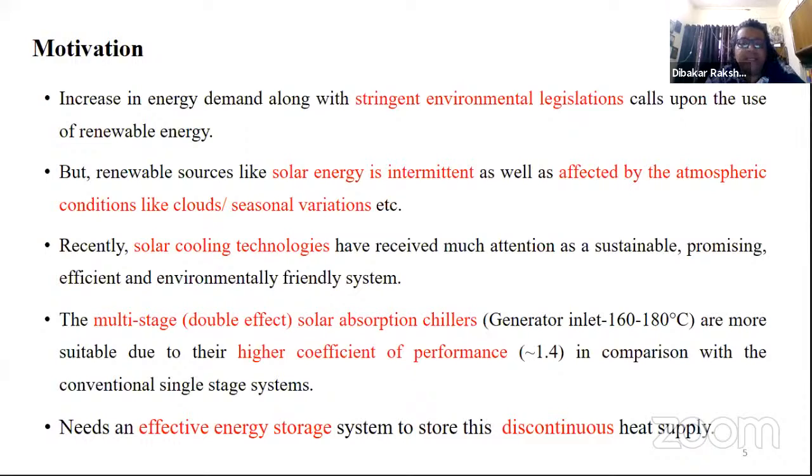So that is the thing. But if we want to utilize this solar energy to its maximum possible level without getting affected by this diurnal variation, without getting affected by this seasonal variation, then definitely we should have some mechanism to store it over a period of time. So today I will be speaking about an efficient solar thermal energy storage system, which can be coupled with various non-conventional types of cooling technologies.